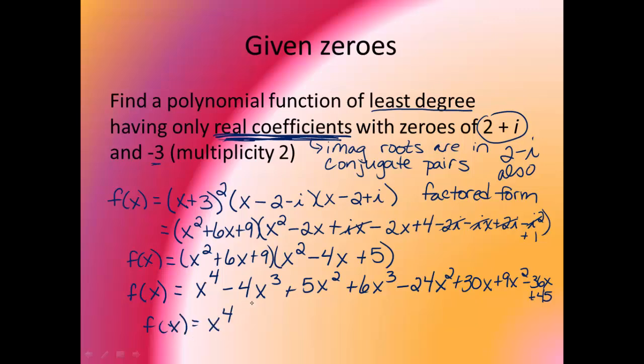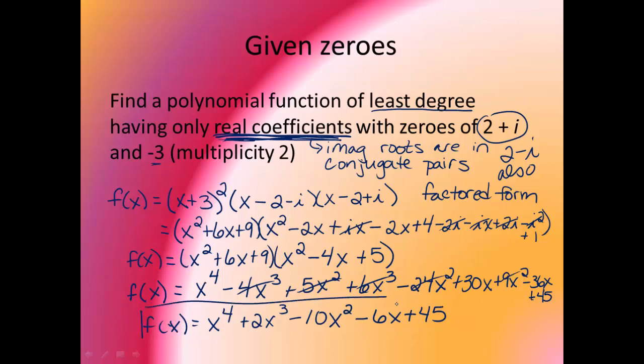x to the 4th plus 2x to the 3rd. I'm having issues with the pen. 5x squared, 9x squared is 14, minus 24 is negative 10x squared. 30 minus 36 is negative 6x plus 45. So here is my polynomial in standard form. The smallest degree is going to be 4 with these roots.